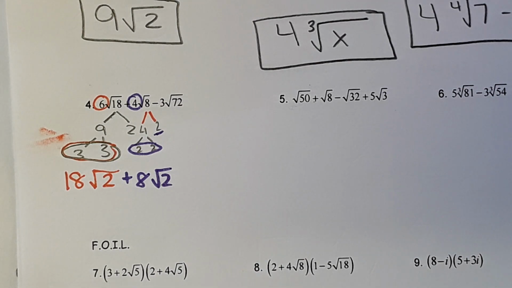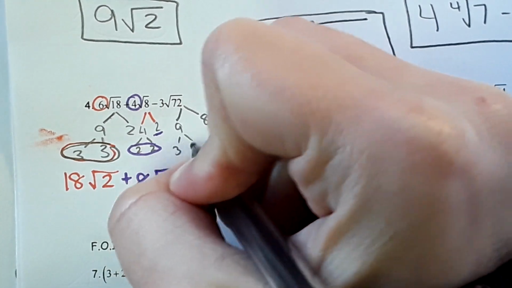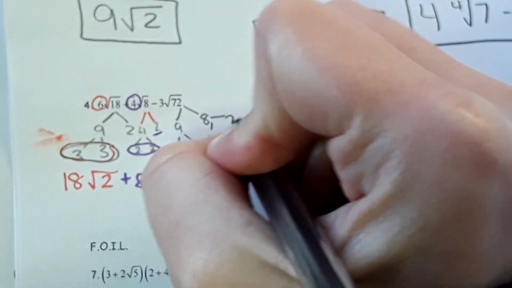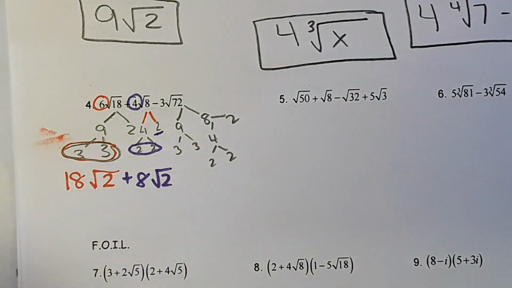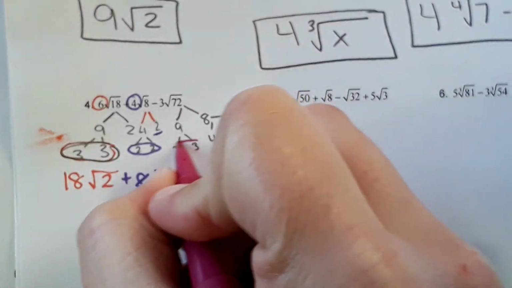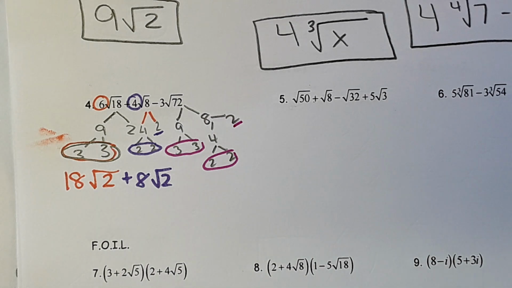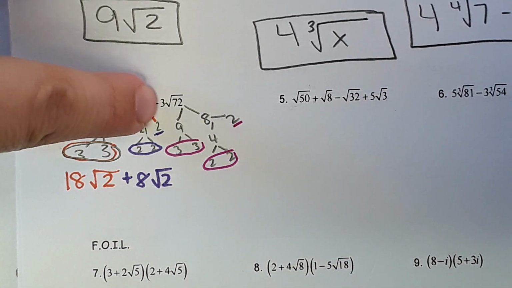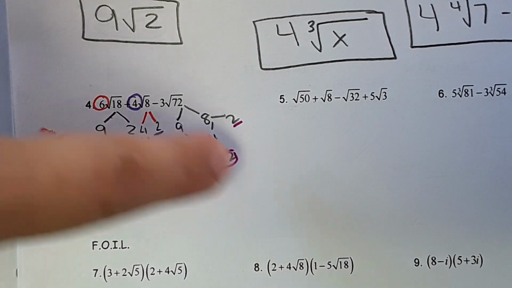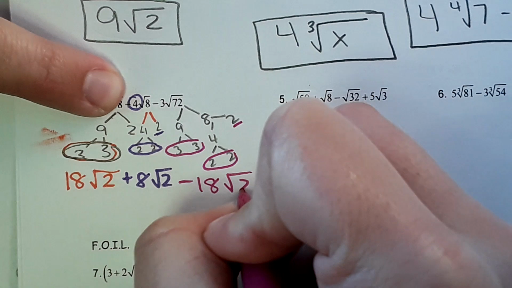And then for the next one, 72, again, breaking that up. Okay, for this we got a pair of 3's, a pair of 2's, and then this 2 just left over. So minus 3 times 3 times 2. 3 times 3 is 9, times 2 is 18. So it's going to be minus 18 with just a 2 left over, square root of 2.